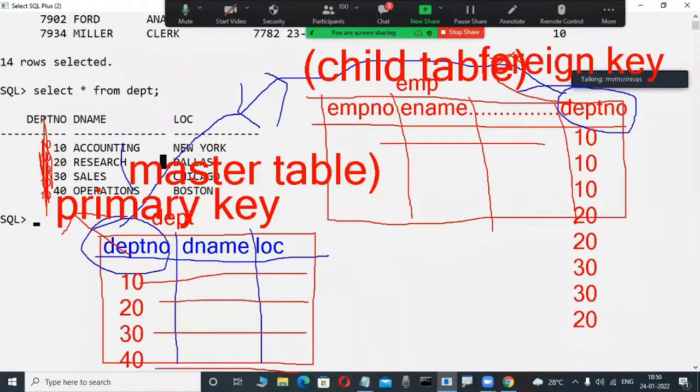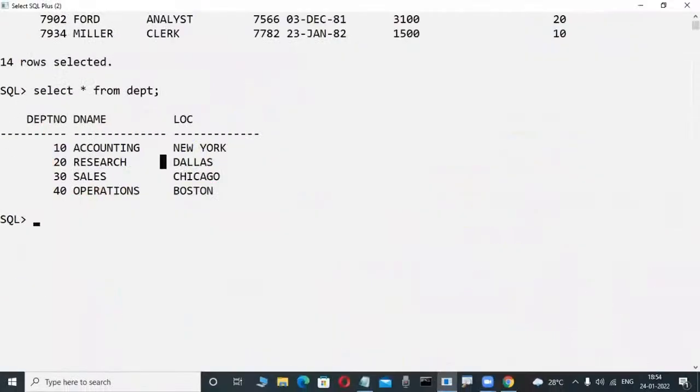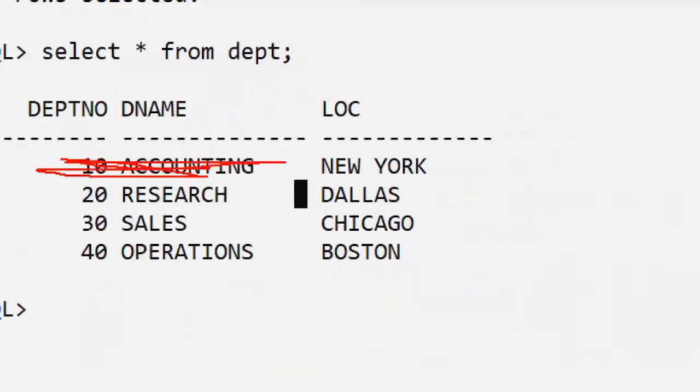What type of data security point of view? Concentrate. Anybody guess it? Any master table in any database, if I try to delete a record in the master table, for example, this 10 only, from the master table, is it possible or not possible? Very good.